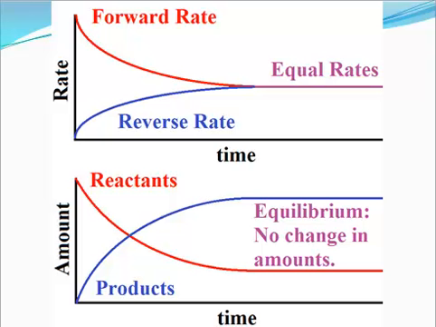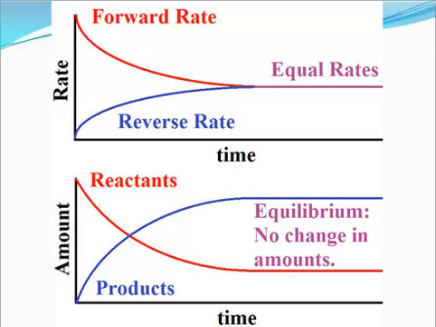Let's look at amount versus time. The amount of reactants decreases over time. The amount of products increases over time. Does the overall amount change? No. When it's at equilibrium, no change in amounts. So it's kind of going back to that idea of no energy lost or gained, it just changes. It's kind of the same idea for an equilibrium reaction.